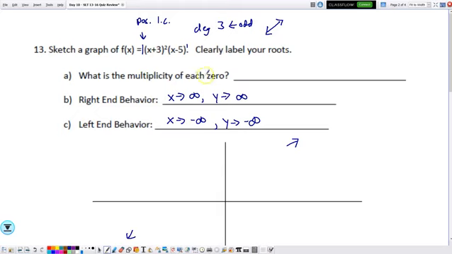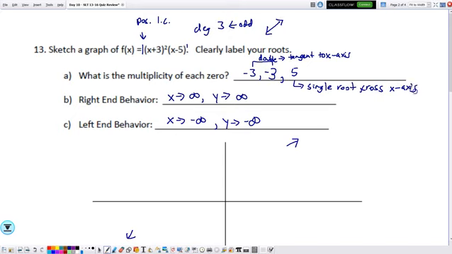So now, what is the multiplicity of each 0? I see 2 sets of parentheses here. There's no x out front, so no worries. My first 0 is -3, and I have 2 of them, so I'm going to write it twice. This means that this is a double root. What does that mean because it's a double root? That means it will be tangent to the x-axis. The second factor gives us a root of 5. 5 is a single root. Because it's a single root, nothing fancy happens. It just will cross the x-axis.